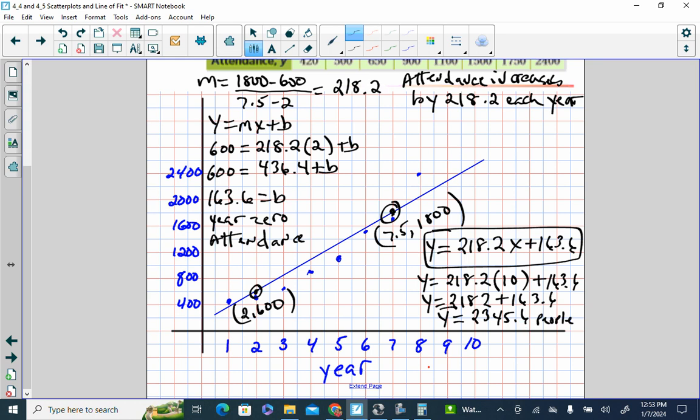All right, so there's our lesson. You have a lot of examples of slope-intercept form and using a scatter plot and data to write the line of best fit. I hope that's been helpful.